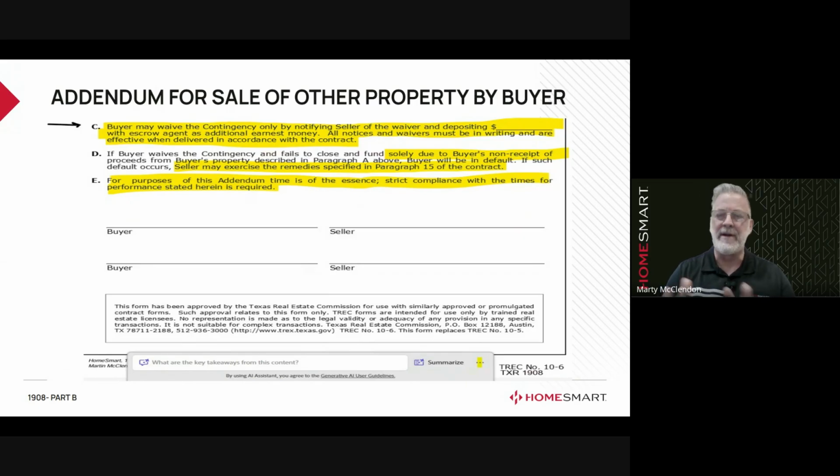If either party's in default, they can either take the earnest money and walk away, they can sue for damages, or they can sue for performance. That is the other party, the non-defaulting party's right.